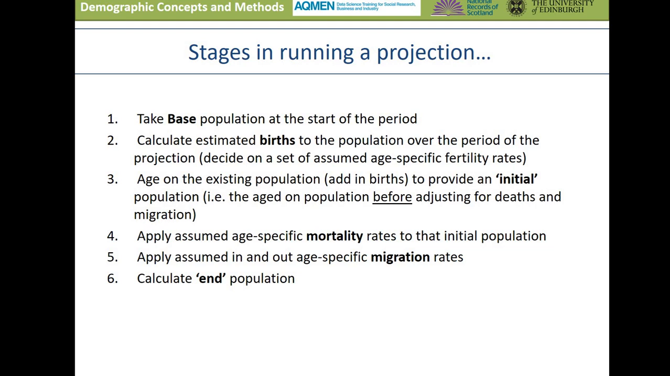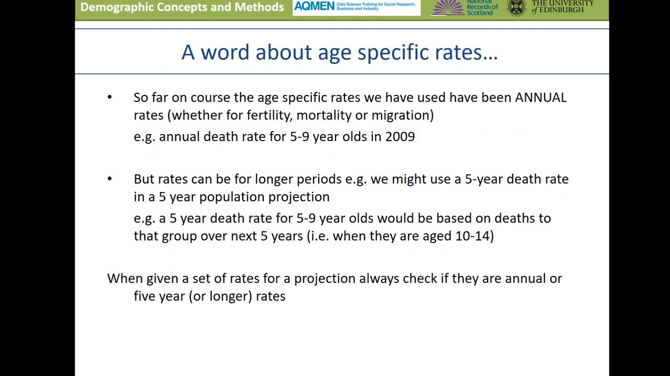The next step is to estimate the deaths and migration that occur over the first stage of our population projection. So we take a set of age-specific mortality rates and apply these to our initial population. And equally do the same with a set of age-specific in and out migration rates. And after we've added in the effect of in migration, taken away the effect of mortality and out migration, we generate our end population.